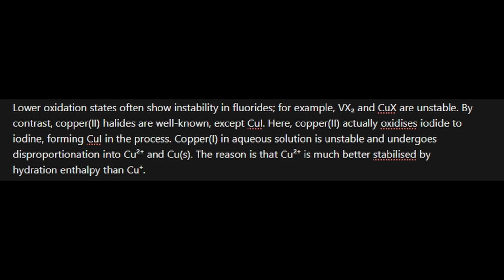Lower oxidation states often show instability in fluorides. For example, VX2 and CuX are unstable. By contrast, copper-2 halides are well known, except CuI. Here, copper-2 actually oxidizes iodide to iodine, forming CuI in the process. Copper-1 in aqueous solution is unstable and undergoes disproportionation into Cu2+ and Cu. The reason is that Cu2+ is much better stabilized by hydration enthalpy than Cu+.